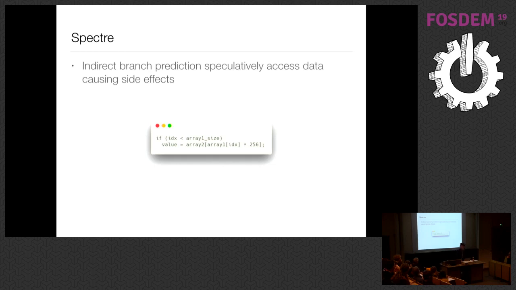And one of these indirect branch predictions is, for example, this piece of code where you have an index which is checked against an upper limit of an array. And if that index is within this limit, it is used to gather a value from an array, which then is used to access data within another array. And if this is mispredicted, so actually the actual index is larger than this array size, but the CPU executes this code path speculatively, the value from array 2 may end up in the caches, which then can be observed.